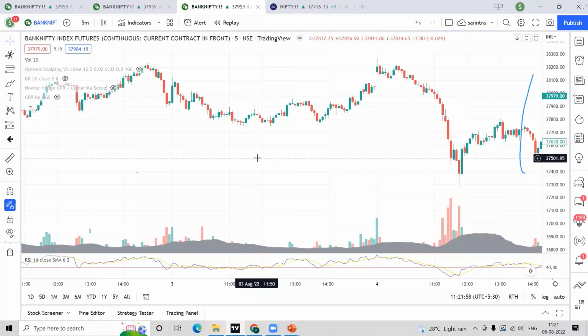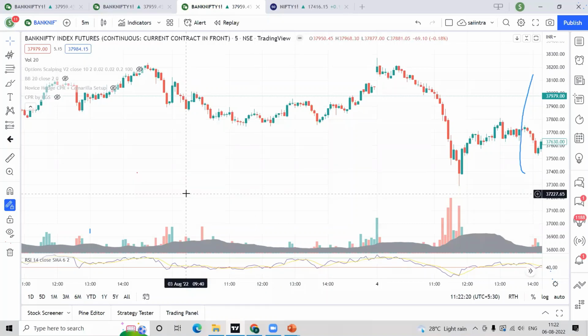The premium I get is only around 50 to 60 rupees, but the probability is in our favor. If you are selling options, you are going to be profitable about 7 out of 10 times. But this is based on directional option selling.